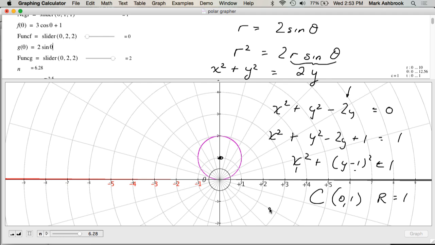Where did the 1 come from? If I add 1 on this side, I got to add 1 on this side too. I added 1 to complete the square. So if I add 1 on one side of the equation, I got to add 1 on the other side of the equation. You've been doing it all your life, adding the same thing to both sides of an equation. What does it mean to complete the square? Okay, so you get a perfect squared binomial: (y minus 1) squared.